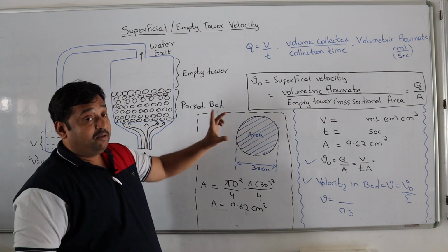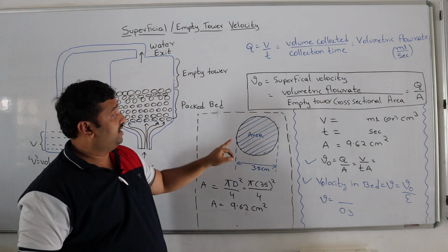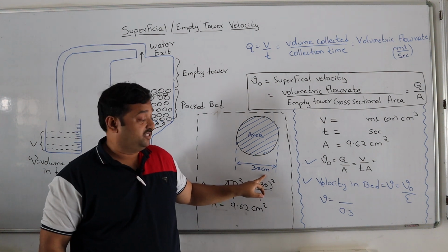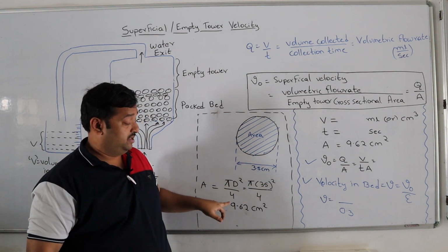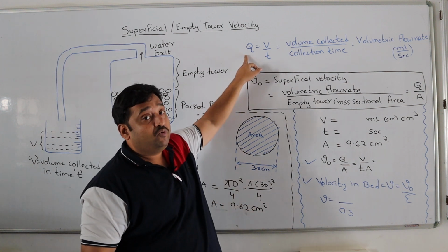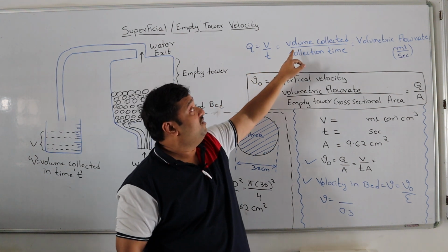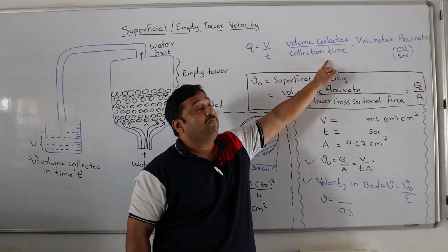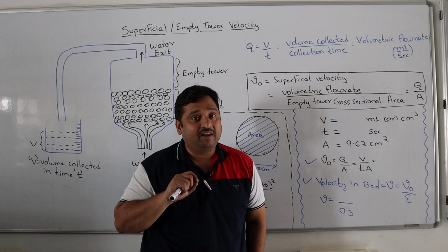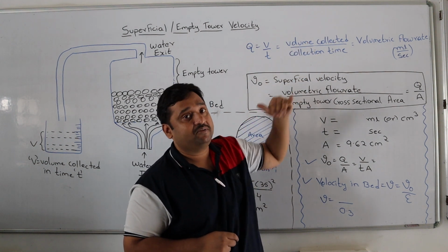I have taken the diameter of this particular empty tower as 3.5 centimeters. Now I know the area is pi d square by 4, which is 9.62 centimeter square. And what is Q, which is the volumetric flow rate? It is V by t, the volume that is collected divided by the time of collection, as we have measured 50 ml in 10 seconds. If you put the numbers here, that is ml per second.